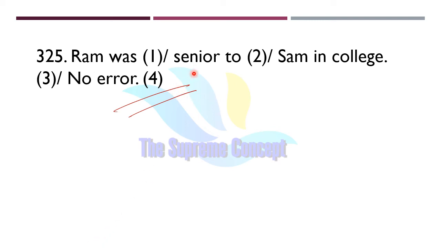So here, as you can see, senior to is the main thing that we should look at. Ram was senior to Sam in college, because there is nothing else that can contain an error. This sentence is totally simple. Senior agrees with the preposition to, so here senior to is totally correct.